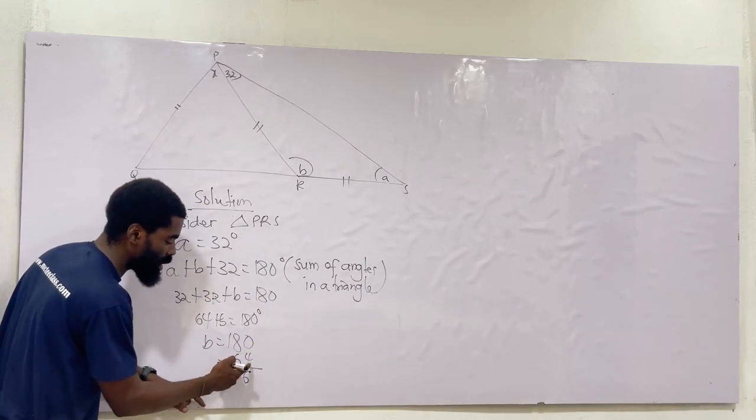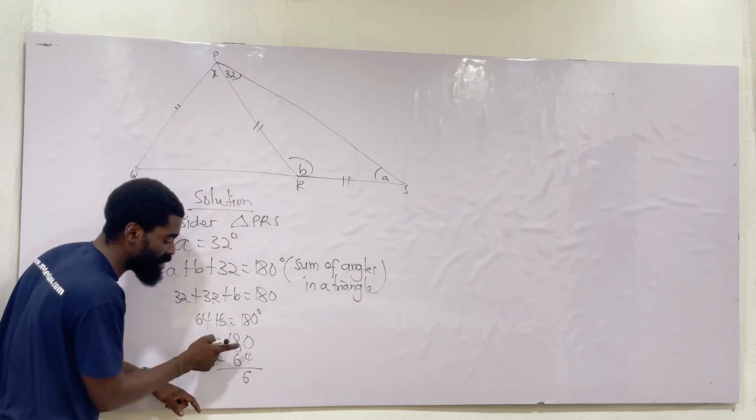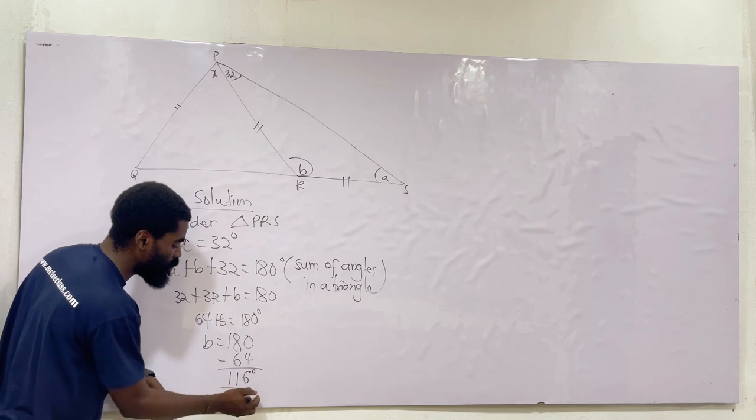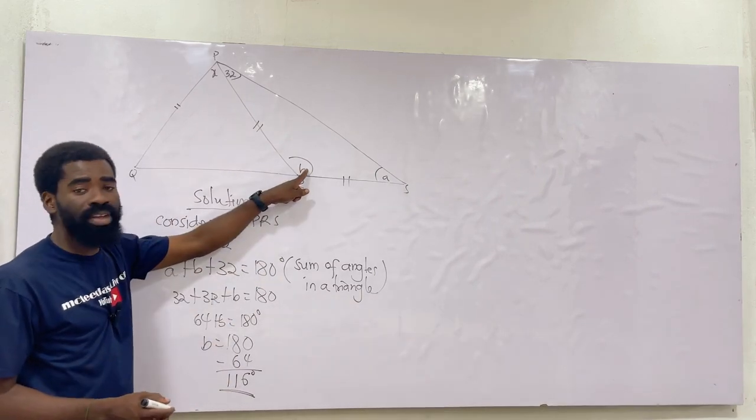I borrow, I get 10. From that, I get what? 6. That means 4 from 10 gives me 6. I'm left with 7 here. From that gives me what? 1. And I get 1. So that means my B is what? 116.